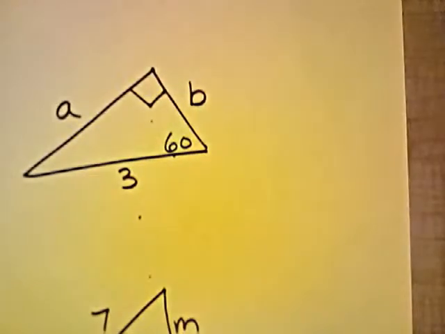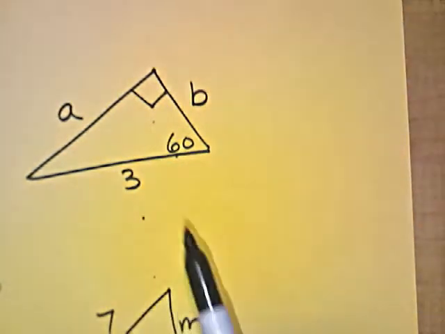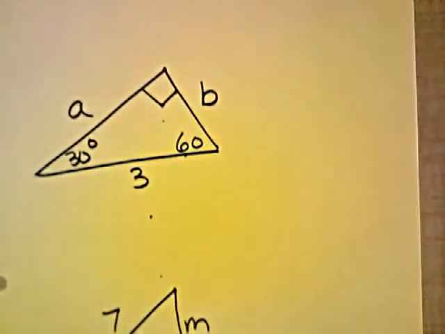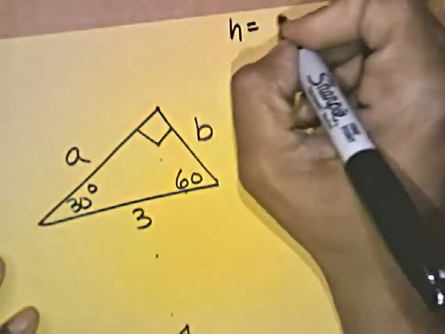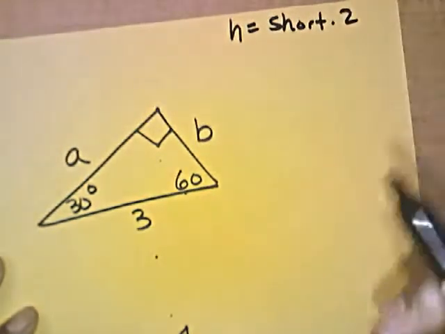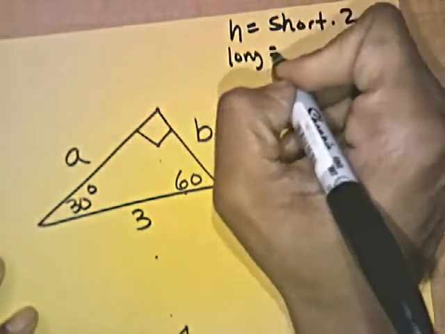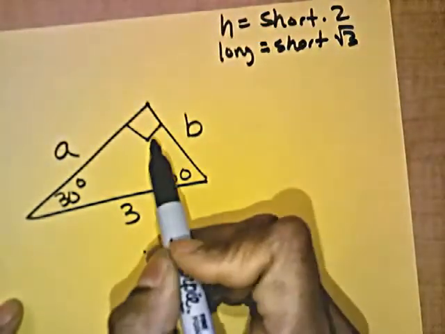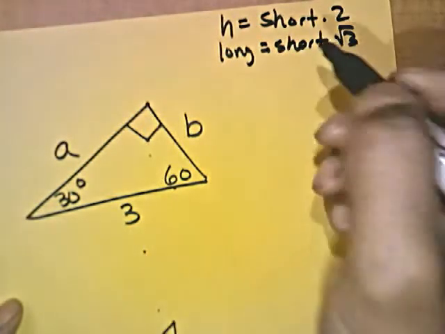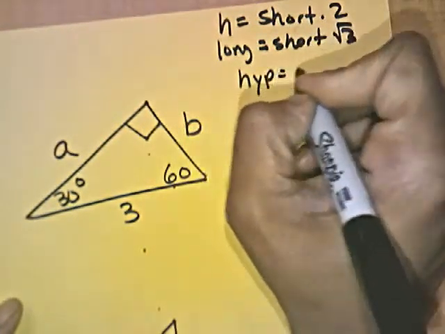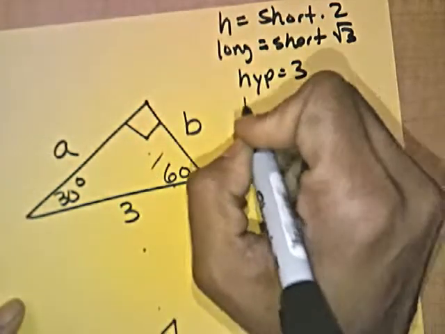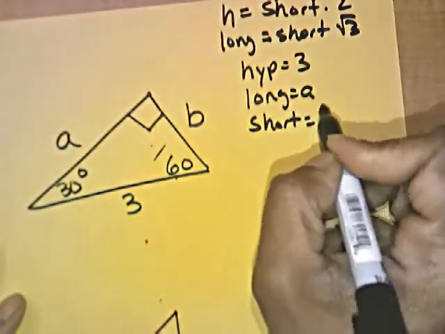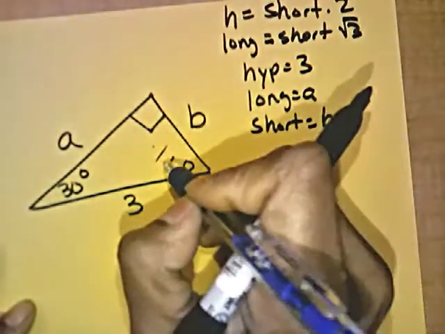Let's look at this one. What kind of triangle is this? This is a 90, 60, and that means that's 30. So I have to use my rules that say H is equal to short times 2, and long is equal to short times the square root of 3. Okay? My hypotenuse here is 3. My long leg is A, and my short leg is B, because the one that's opposite of 60 is A.